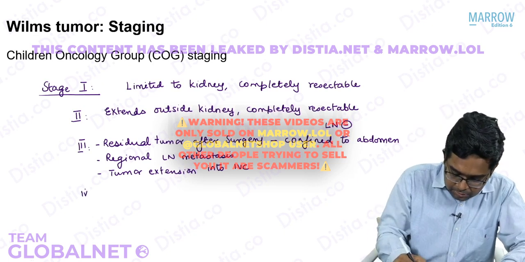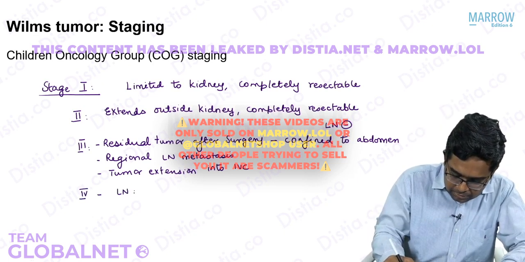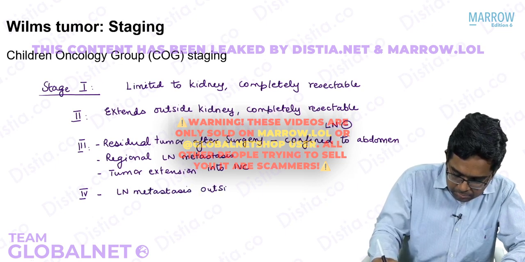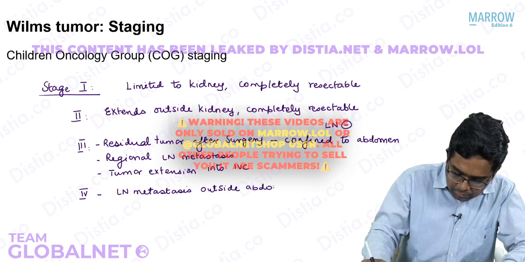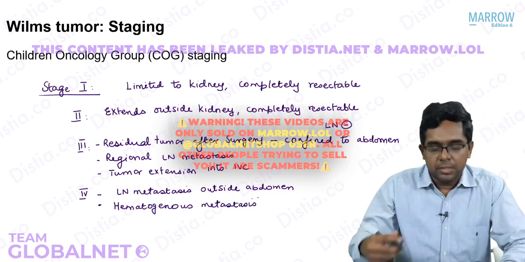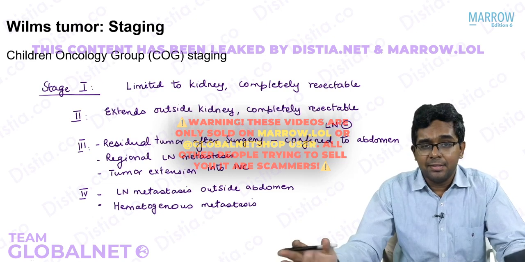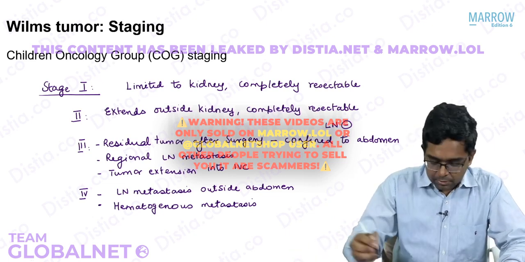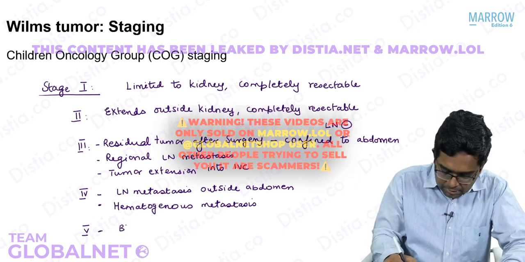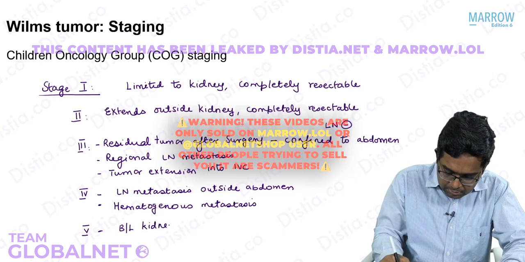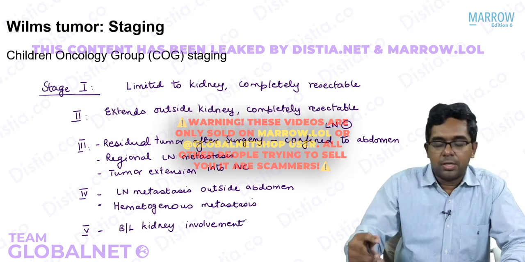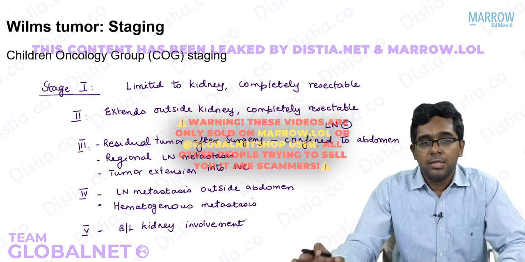Now, stage 4 is characterized by lymph node metastasis outside the abdomen, outside the abdominal cavity. That is stage 4. And stage 4 also refers to hematogenous metastasis, which includes metastasis to organs like the lung and the liver. That is what is stage 4. And stage 5 refers to a condition where both the kidneys are affected. Bilateral kidney involvement is stage 5. This is the staging system called the Children's Oncology Group staging system for Wilms tumor.